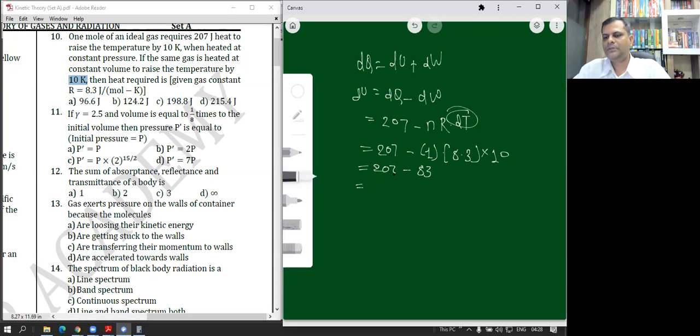How much does it come out to be? 124, correct? So it's 124 joule. This much is going to be the heat required in order to raise its temperature through 10 Kelvin at constant volume, not constant pressure, constant volume. Okay.